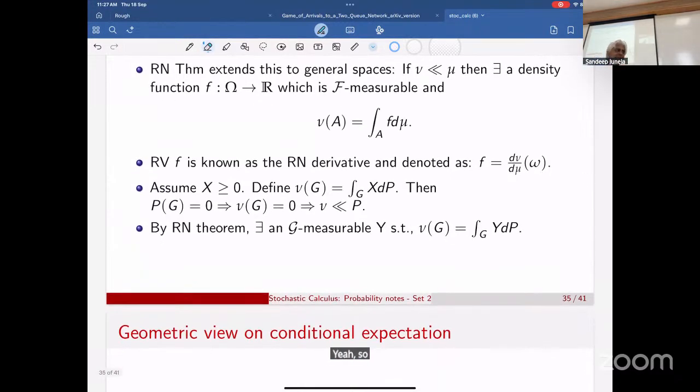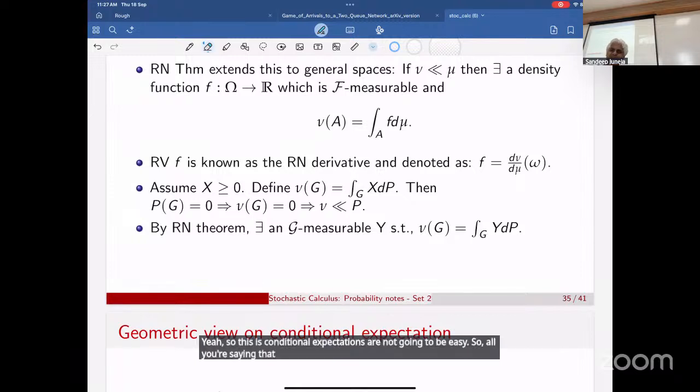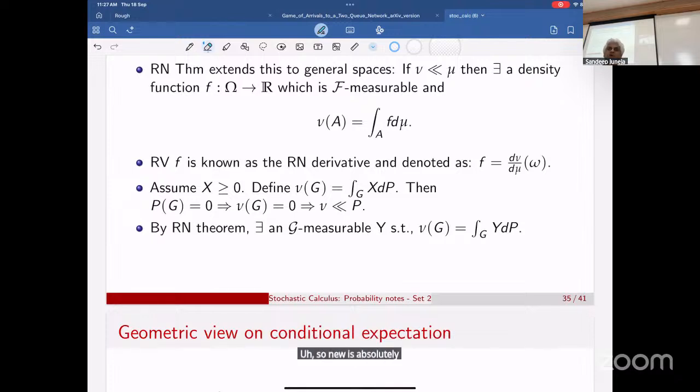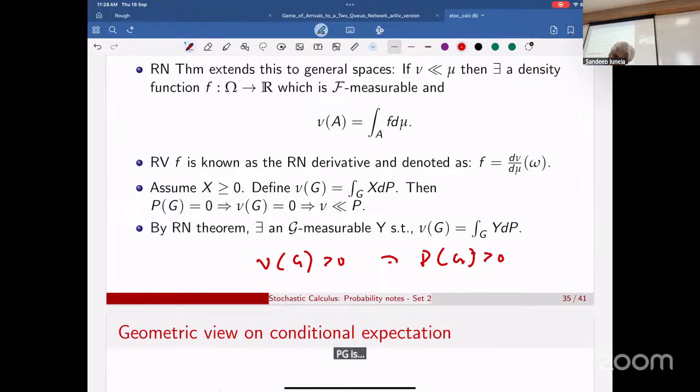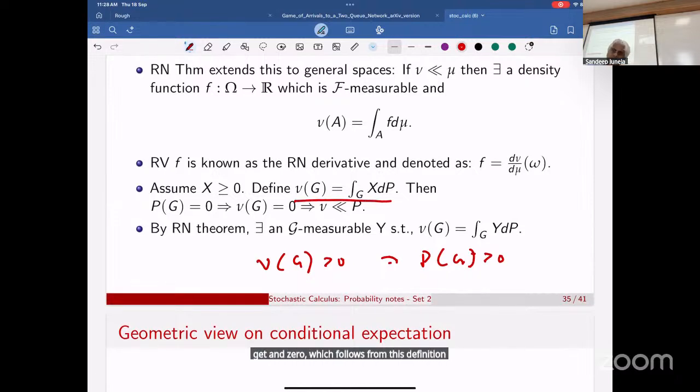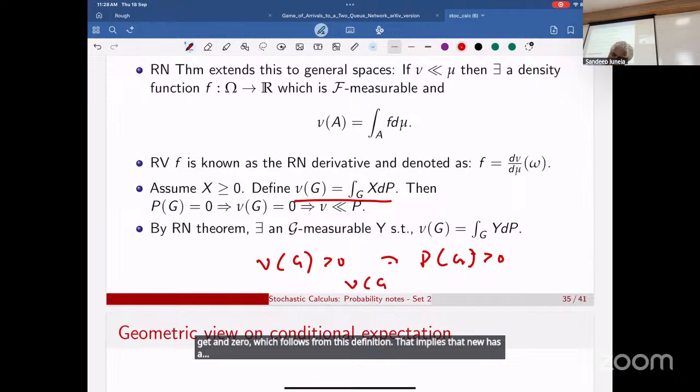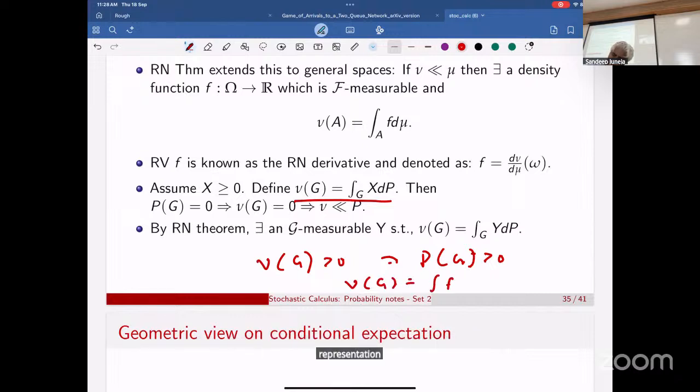So conditional expectation is not going to be easy. All we're saying is that nu is absolutely continuous with respect to P. Whenever I have the property that P of G equal to 0 implies nu of G equal to 0, that implies that nu has a representation as an integral. That's what the Radon-Nikodym theorem is telling us.